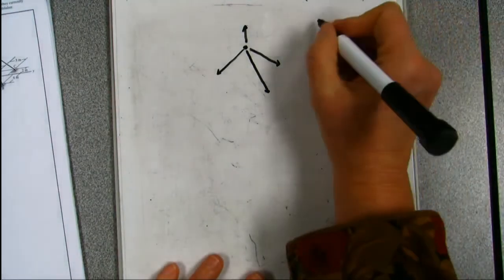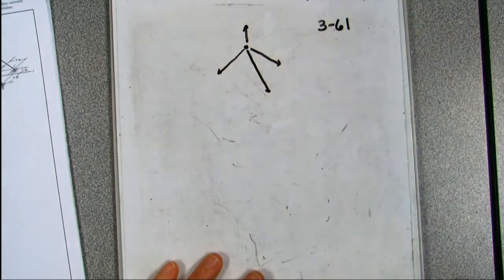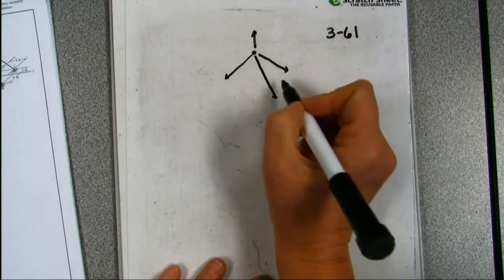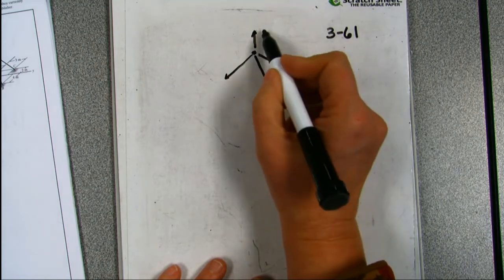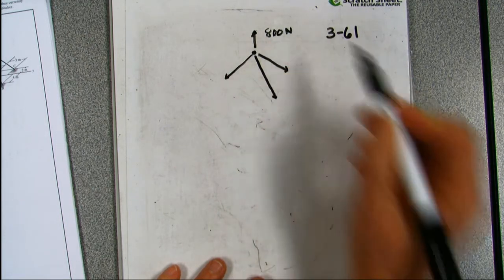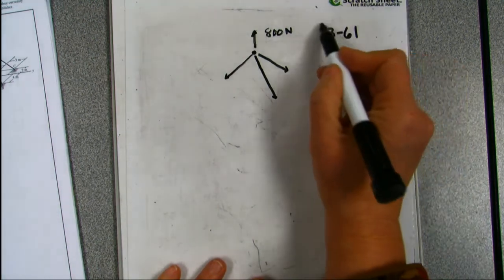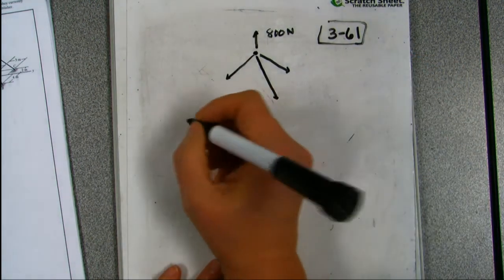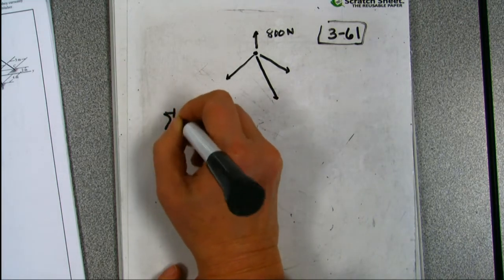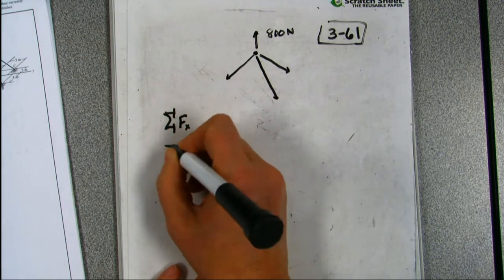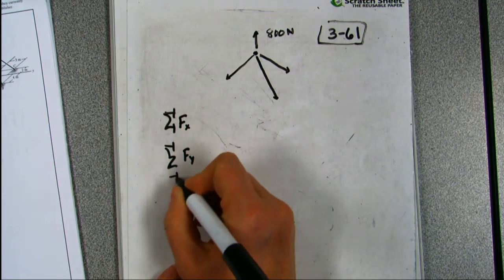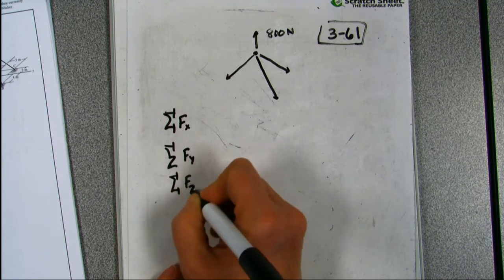So this is actually problem 361. I am not going to set up, but you have three force vectors that are coming in, and we're told that this vector at the top is 800 newtons. It's problem 361, so you guys can go in and look at the picture. But what I want to do is this. We get to the summation of forces in the x direction, the summation of forces in the y direction, and the summation of forces in the z direction.